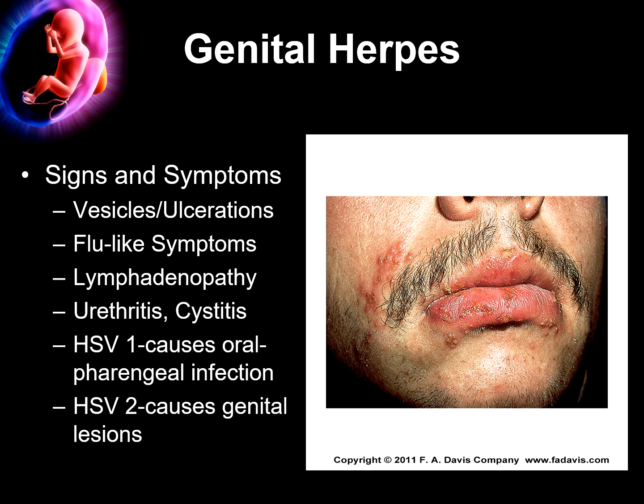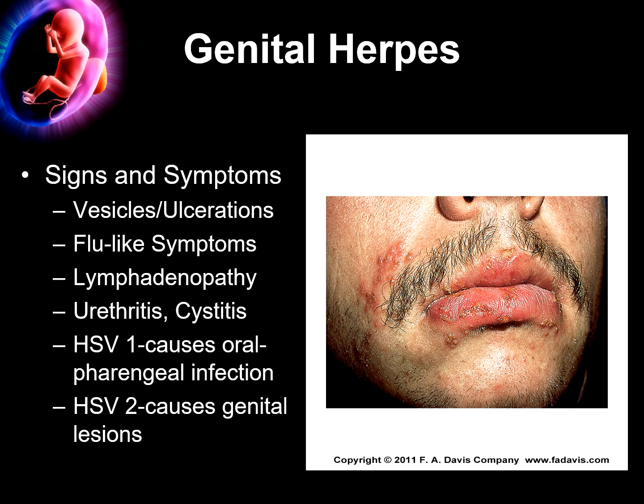And this is about genital herpes, and the signs and symptoms include vesicles and ulcerations, flu-like symptoms, lymphadenopathy, urethritis and cystitis, and we have herpes simplex virus 1. It causes oropharyngeal infections, and then herpes simplex virus 2 causes genital lesions. And herpes genitalis is an STD caused by the herpes simplex virus, and blisters appear with this virus within 2 to 12 days after introduced to the infection.